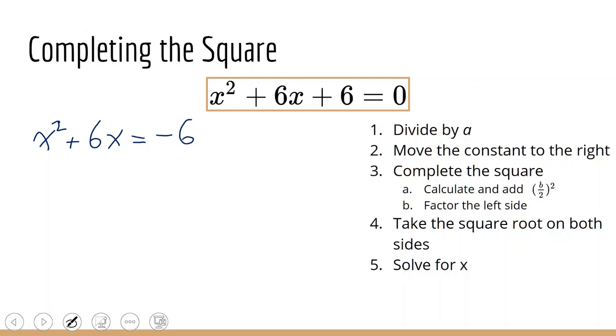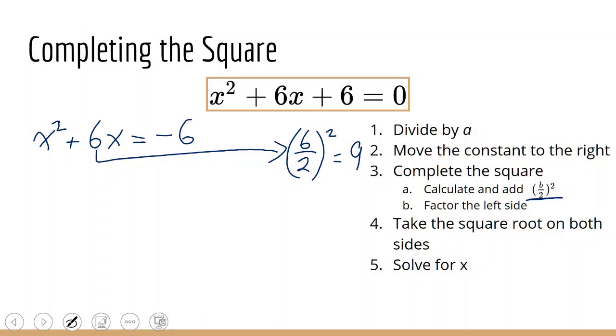Next, we're going to complete the square. To complete the square, we're going to have to calculate this value over here. I need to take the coefficient of x divided by 2 and square that value, which will give me 9. So I'm going to add this 9 to both sides. So I'll do x squared plus 6x plus 9 equal to minus 6 plus 9.